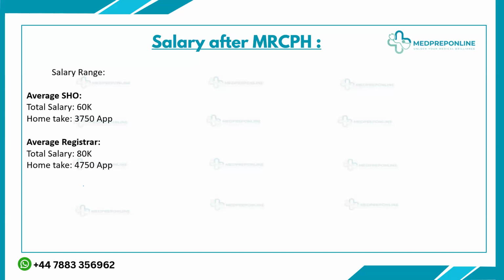So if it works, it might go up by 5-6,000 extra, and it will be 4,000 for an SHO and 5,000 for a registrar. So that is the take-home salary after taxes. If you get a job, you go to a UK take-home salary calculator, and there you can put your total salary, and it will work out how much your monthly salary will be after the tax. Any question?